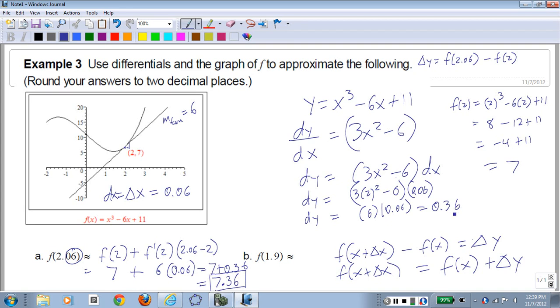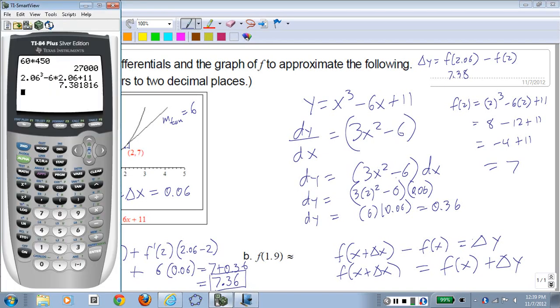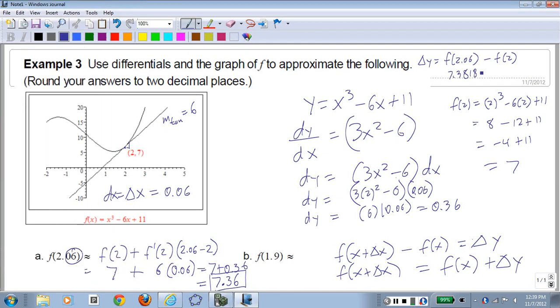And so the actual delta y would be like 7.38 something. What is it? 7.381816, and who knows if that's rounded, minus 7. Delta y equals 0.381816, or somewhere thereabouts. Dy is 0.36, and it's kind of close. So we're using this as an approximation for the delta y.